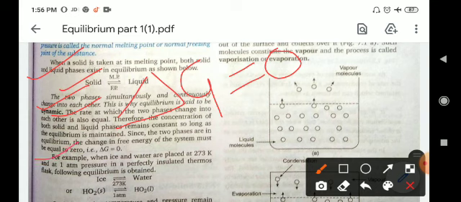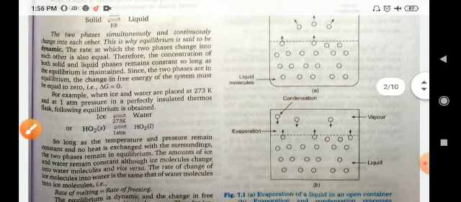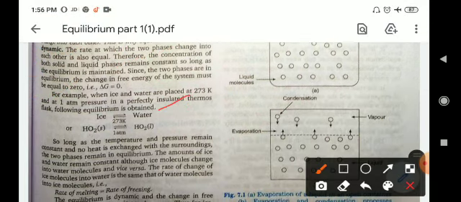For example, when ice and water are placed at 273 Kelvin and at 1 atmospheric pressure in a perfectly insulated thermos flask, then the following equilibrium is obtained: ice gives water at 273 Kelvin. Okay. So long as the temperature and pressure remain constant and no heat is exchanged with the surroundings, the two phases remain in equilibrium.